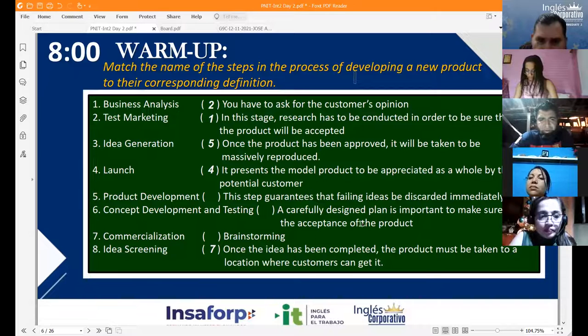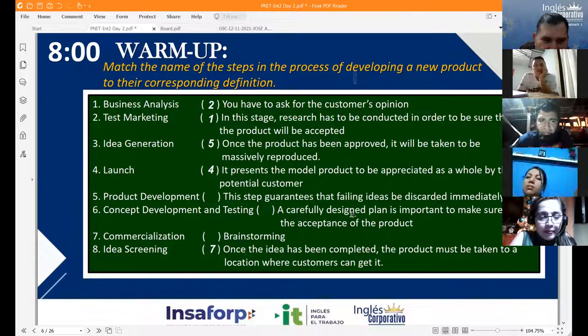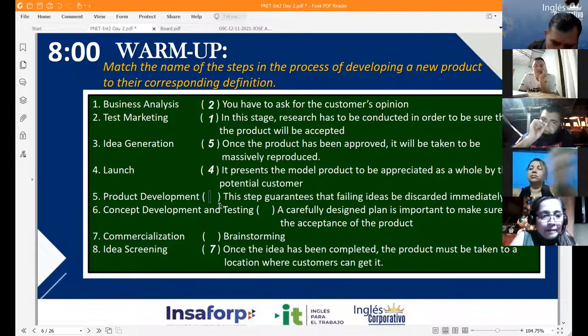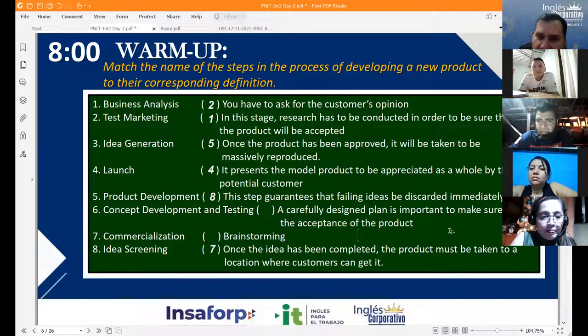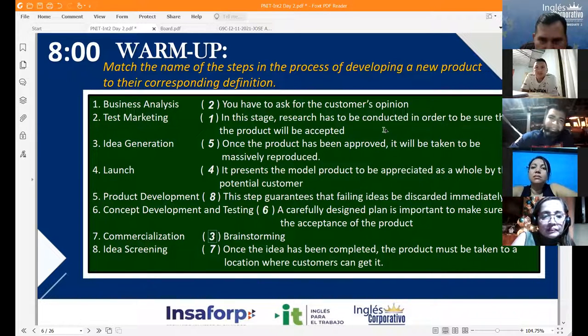Yes. This step guarantees that failing ideas be discarded immediately. Idea screening, right? 8. Right. Yes. Okay. A carefully designed plan is important to make sure about the acceptance of the product. Number 6. Concept development and testing. Okay, idea generation, the last one, brainstorming. 11. Okay.